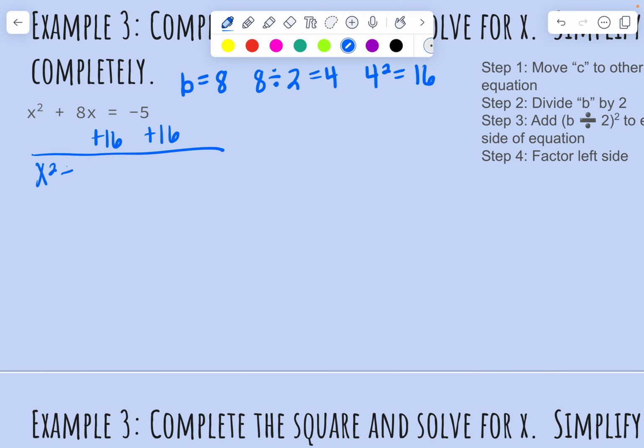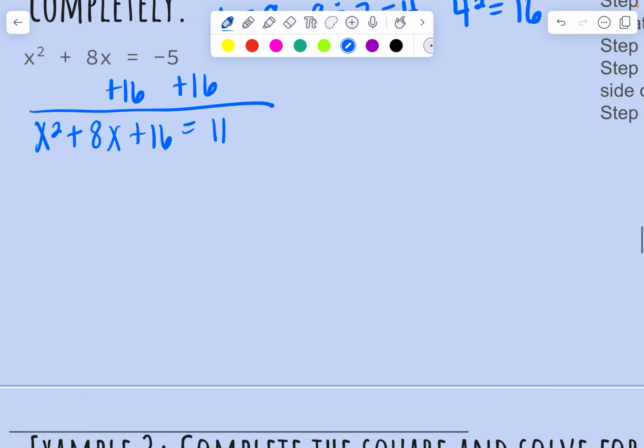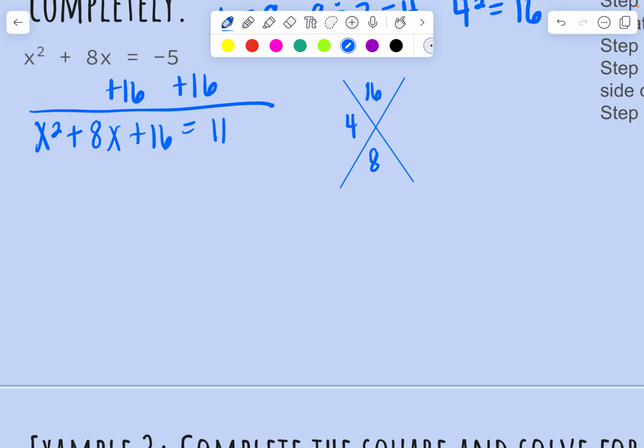So then we get x squared plus 8x plus 16 equals 11. The reason we have to add it to both sides is to keep it balanced. I can't just add something to one side of the equal sign. I got to do it to both sides. So now when we factor this, we're looking for two numbers that multiply to 16 and add to 8. We want those numbers to be the same thing, so 4 and 4.